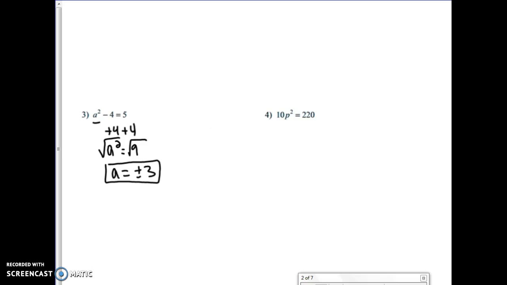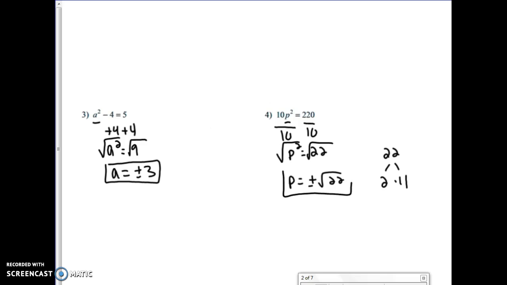We'll do the same thing with number 4. I want to get p squared by itself, so I'm going to divide both sides by 10. So I get p squared equals 22. I'm going to square root both sides, and I get p equals plus or minus square root of 22. Now, 22 breaks down to be 2 and 11. Both are prime, so that would be my final answer.